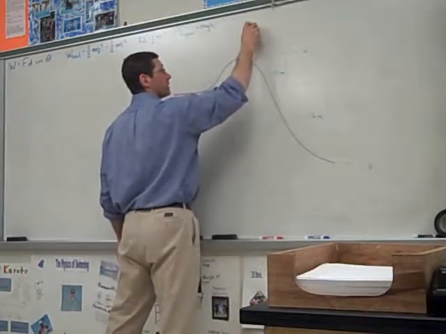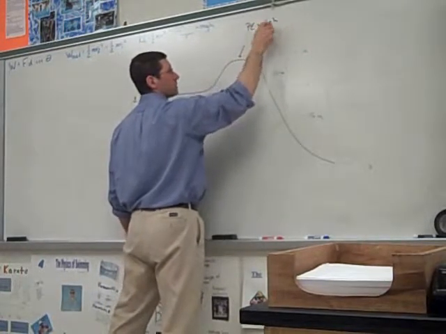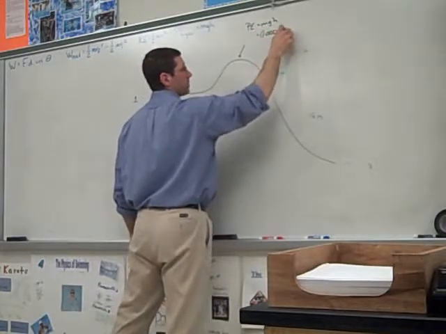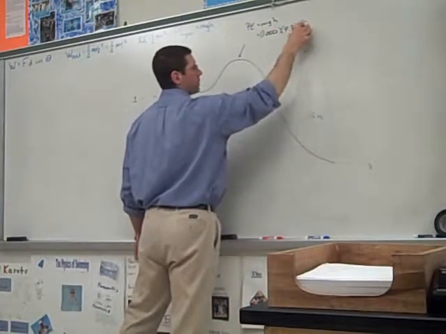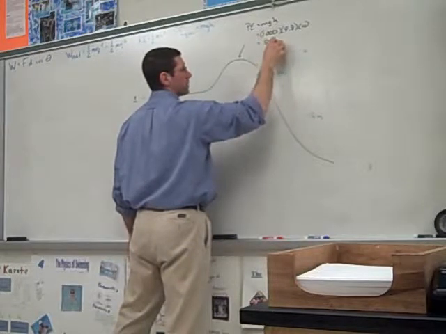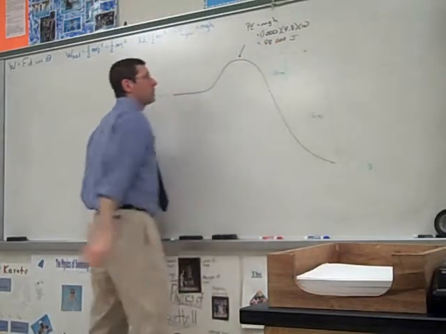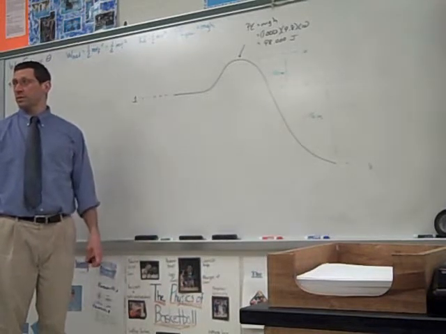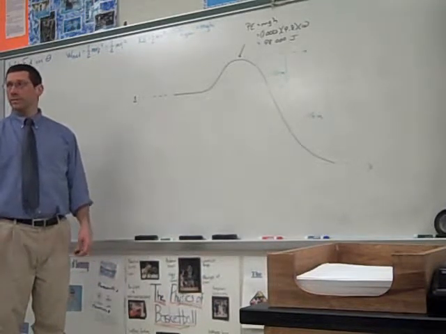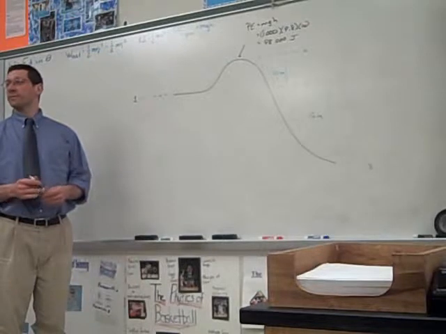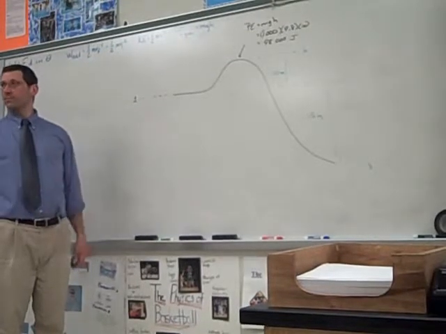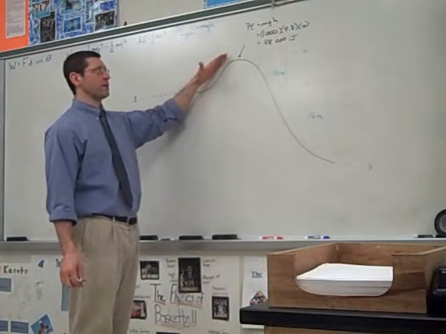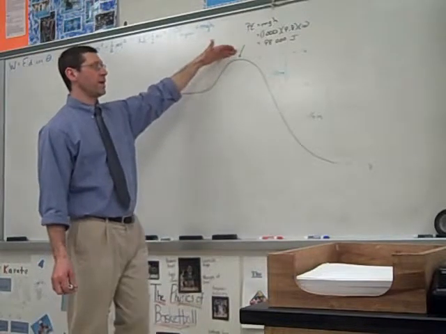So PE is mgh. So it's 1,000 times 9.8 times 10, or 98,000 joules. Where did the car get those joules of potential energy when it got up there? Where did they come from? Exactly, right? As the car is going up, its kinetic energy is being converted to potential. And then it comes down.